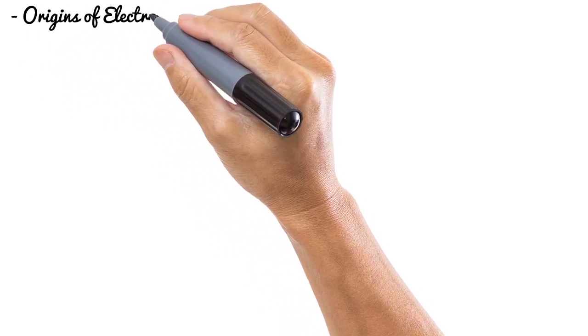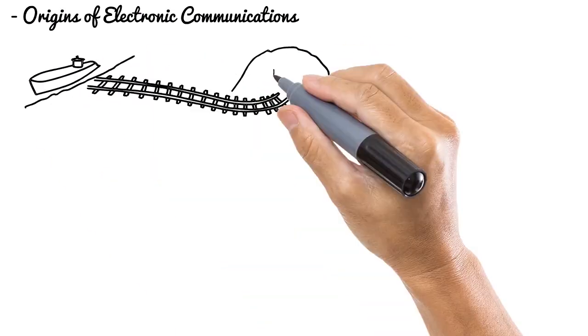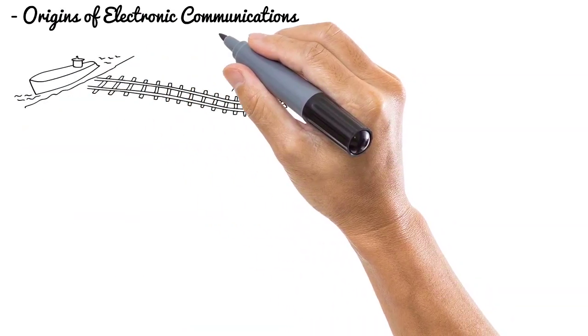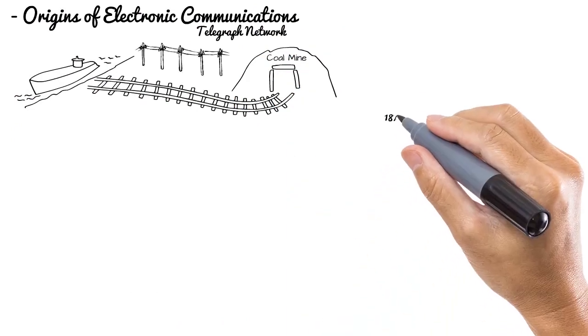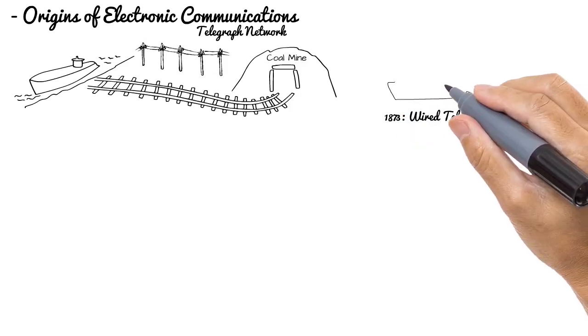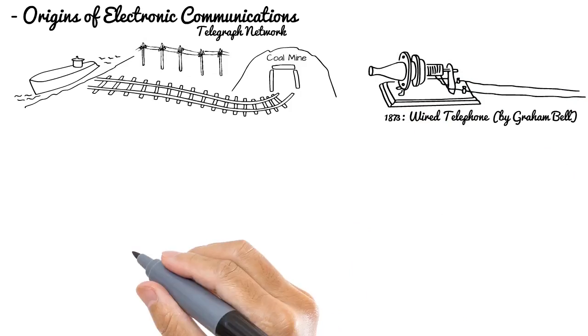Moving next, the origins of electronic communications. The railroad was the biggest single factor in the creation of the telegraph network, which is communication using wire lines. In 1873, Graham Bell invented the wired telephone, to use and reuse lines for transmitting voice.